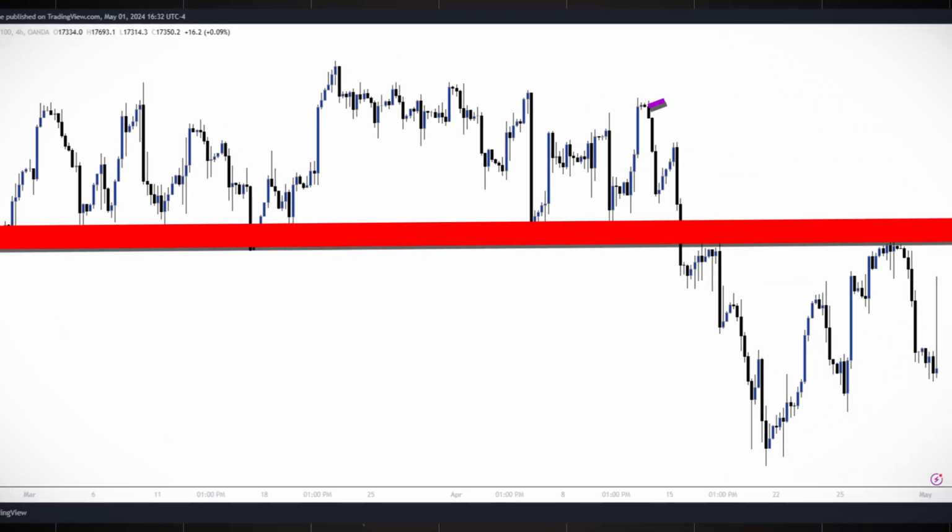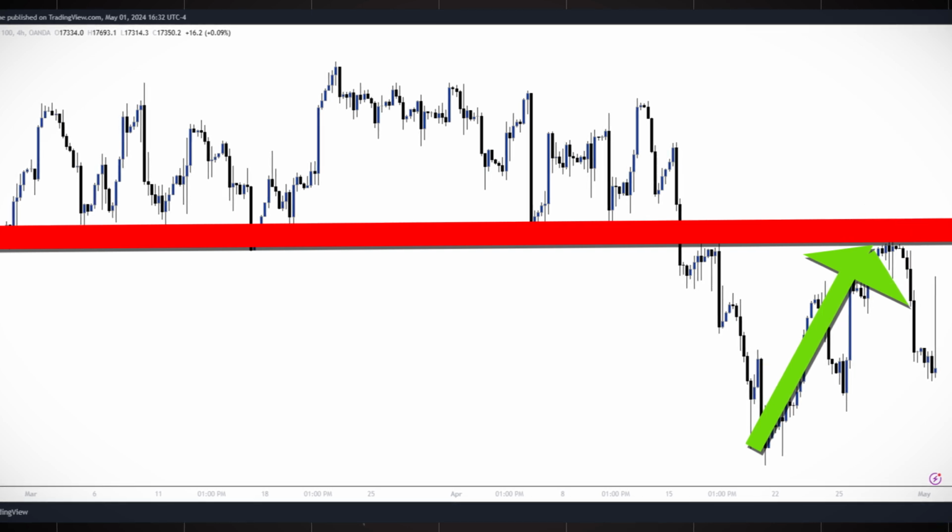Now see what happens once price broke this level. It went back up to retest this area, finding it difficult to break above that level. So the support area previously is now acting as resistance area.